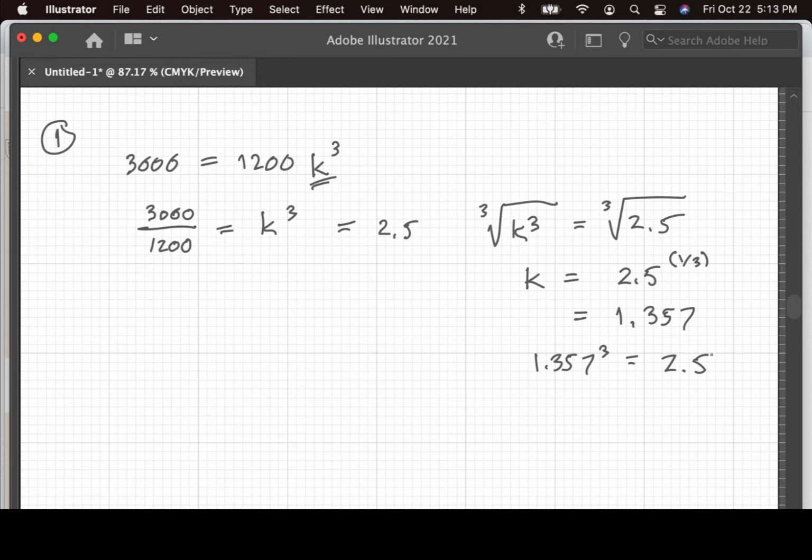Now if you got the parentheses wrong here, you would have done 2.5 to the first power and then divided by 3. And then your answer would have been 2.5 divided by 3 is equal to 0.833. But this is wrong. You need to keep the parentheses in here to make sure that you're raising something to the 1/3 power.